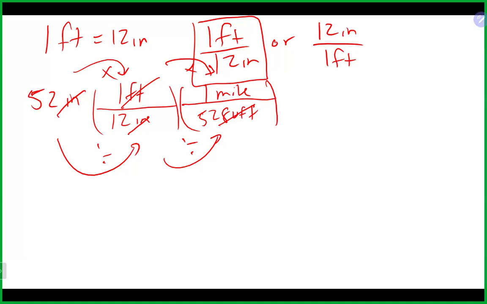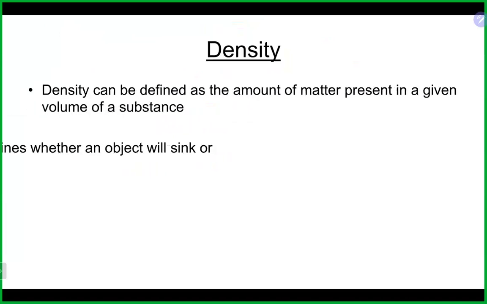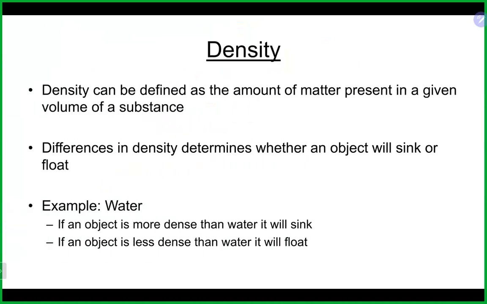All right, so the last thing we have in this chapter is density, and density is defined as the amount of matter that's present in a given volume of a substance. The differences in density determine whether or not, for example, an object will sink or float in water. If it is more dense than water, it will sink. If it's less dense than water, it will float.